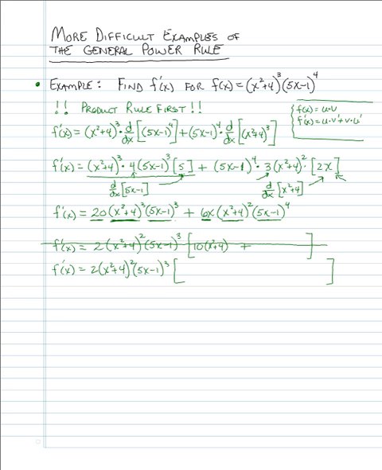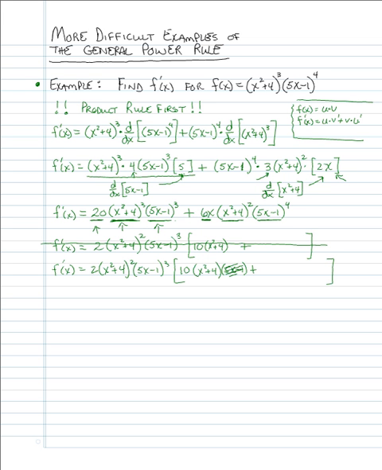I need longer brackets. And the 2 times the 10 is giving me the 20 that's way up here. And the x squared plus 4 to the second power, it needs to be x squared plus 4 to the first power to give me this x squared plus 4 to the third power. And then I need a 5x minus 1 to what power? Oh, I don't need that at all because I need a third power and I've already got a third power. So I actually don't need that. I kind of got ahead of myself.